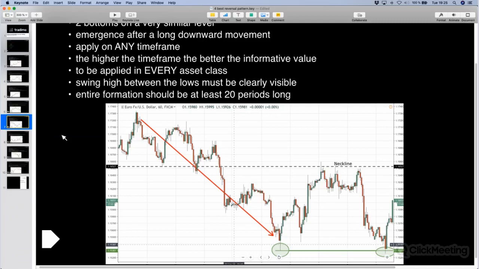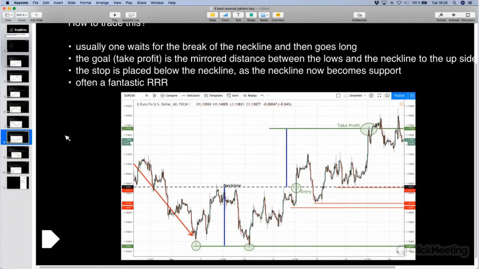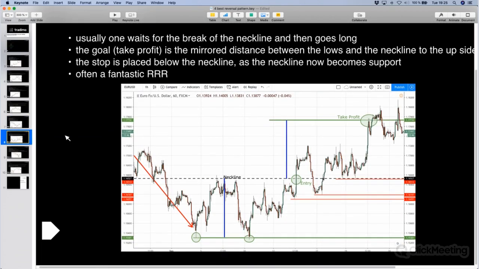Okay, but now the question is how to trade this. And this is the same as we had for the double top formation. So you have here the down move, a swing low, the market moves up again, builds the neckline, and then moves down again to the same level. And then we have the double bottom formation confirmed. The market moves up again, and our entry level is at the neckline.